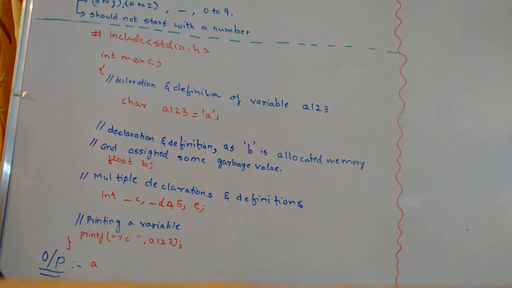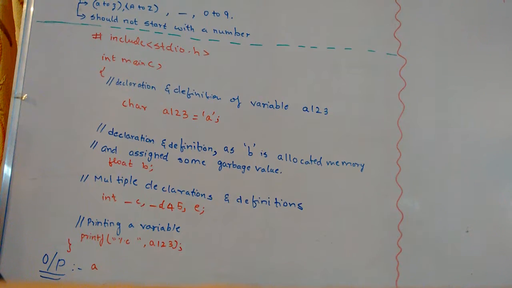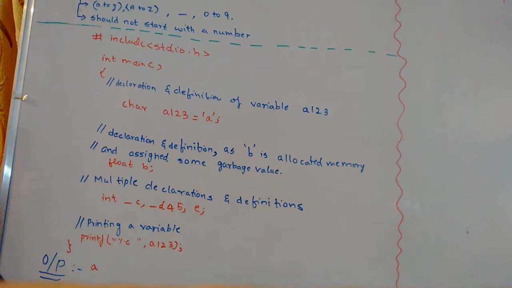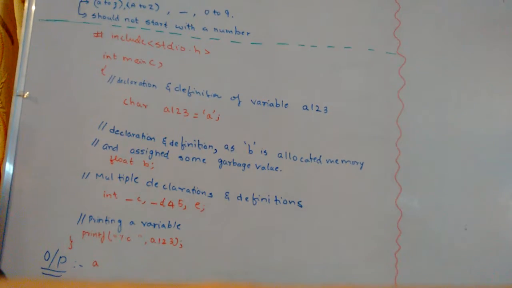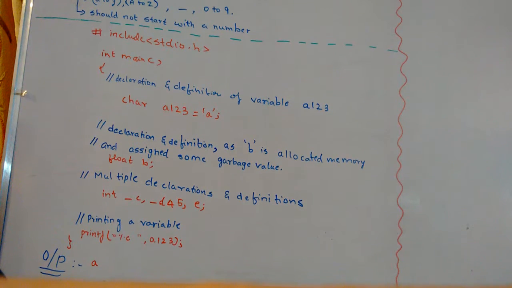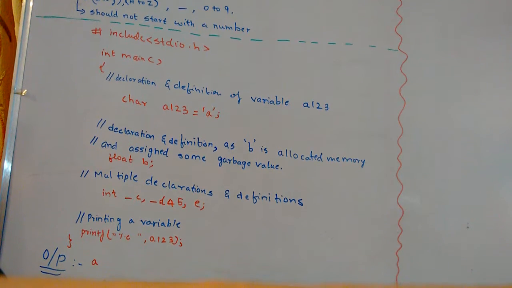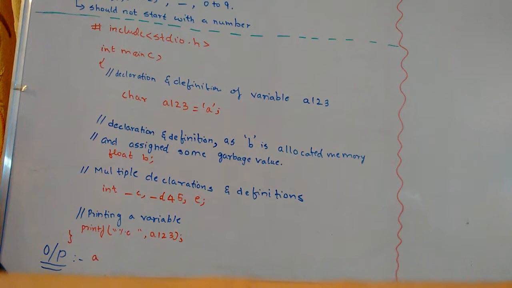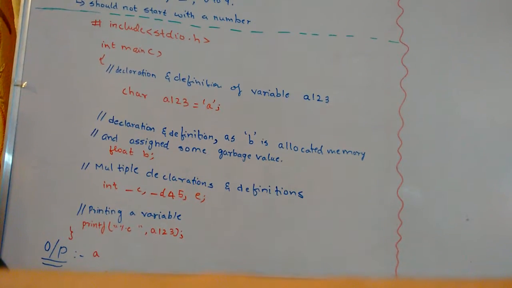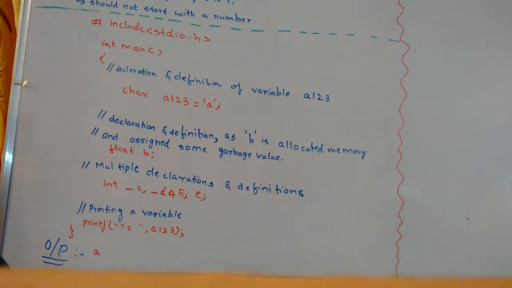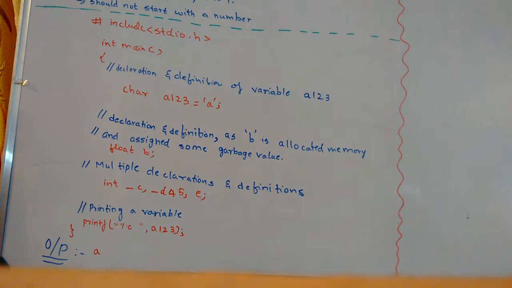And of course, printing everyone knows. I would print by using printf statement. Printf %c a123, because a123 is of character type, therefore I would be using %c. If my variable was of float type, I would be using %f. If my variable was of integer type, I would be using %d. Anyway, so when I print, a123 would contain the value a, so a is the output of this program.